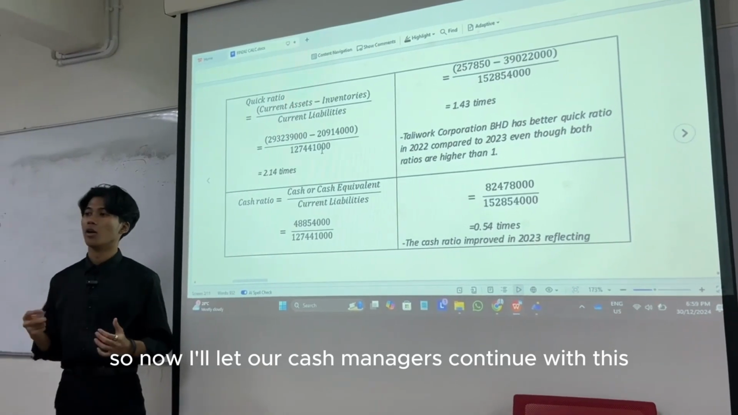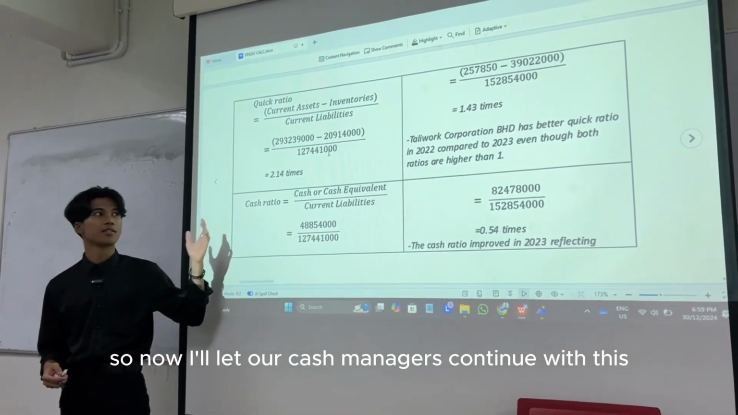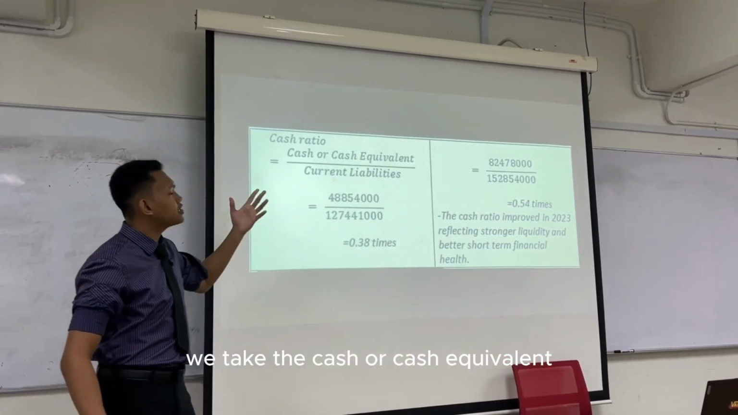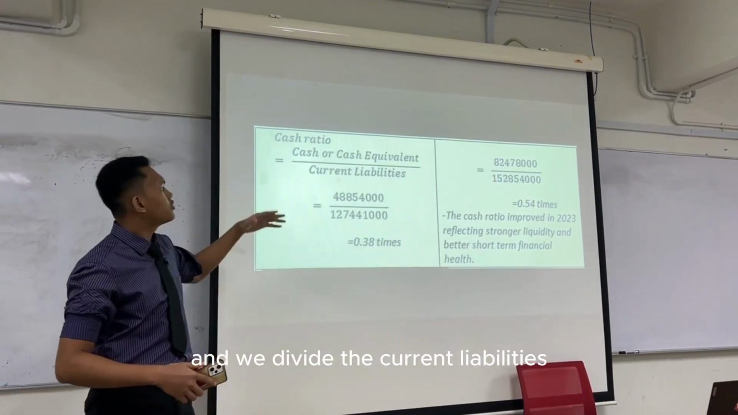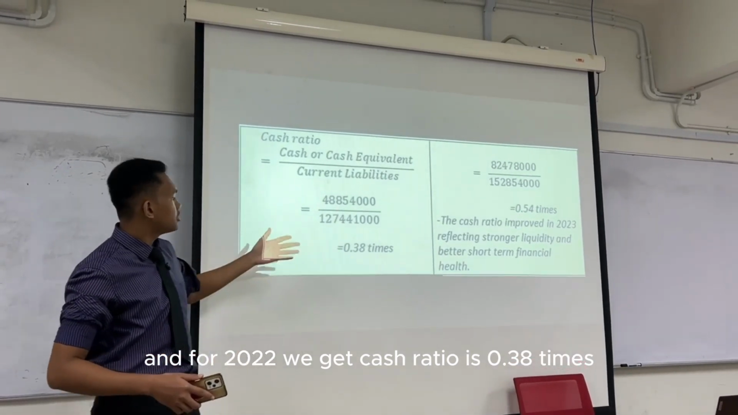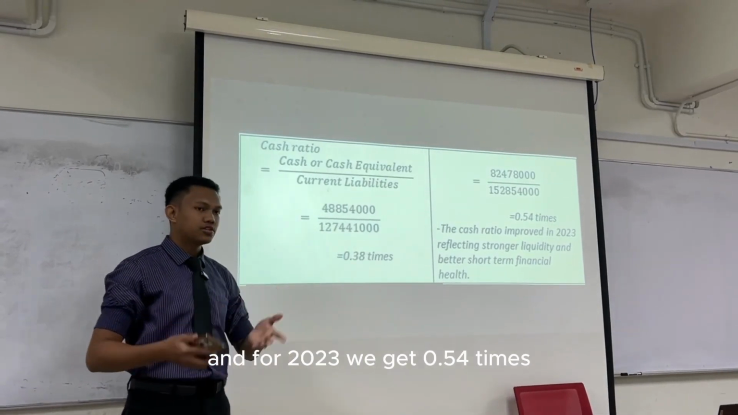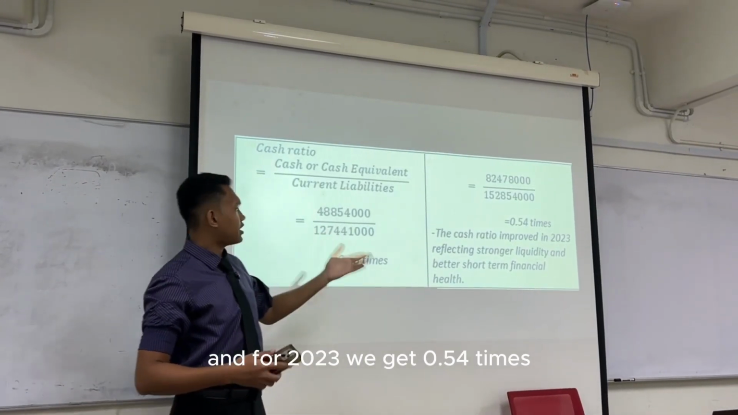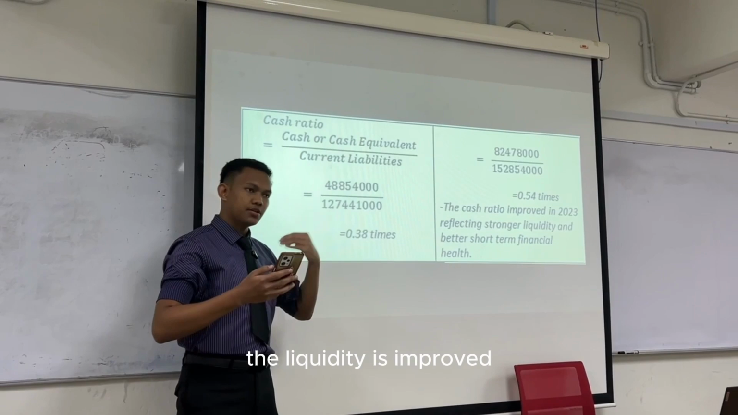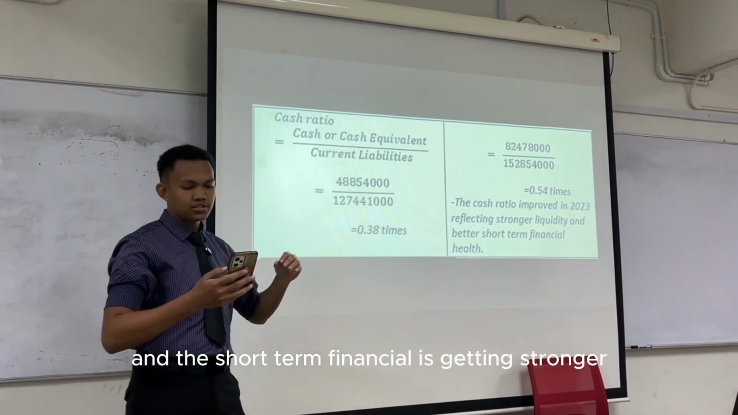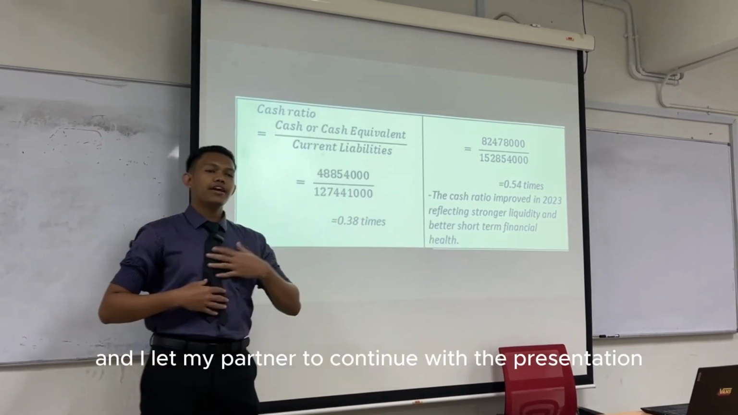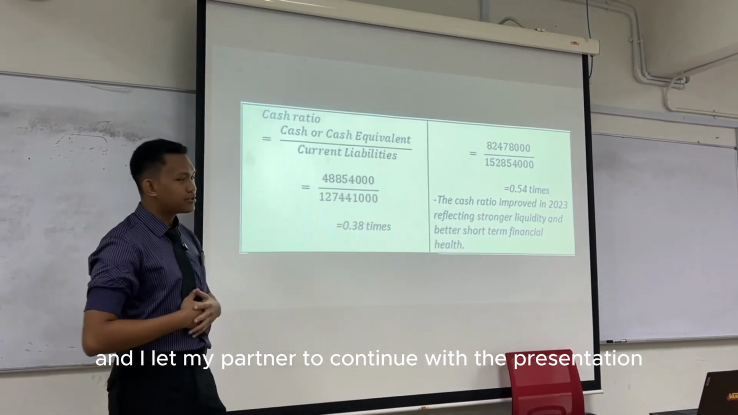So now, I'll let our cash manager continue with this explanation. For the cash ratio, we take the cash or cash equivalents and divide it by current liabilities. For 2022, the cash ratio is 0.38 times, and for 2023, we get 0.54 times. This shows that in 2023, the liquidity improved and the short-term financial position is getting stronger. Now I let my partner continue with the presentation.